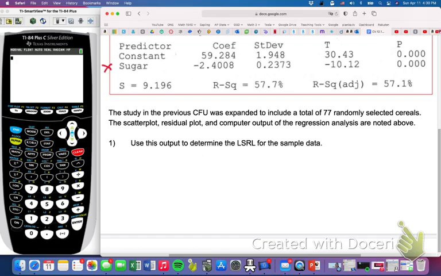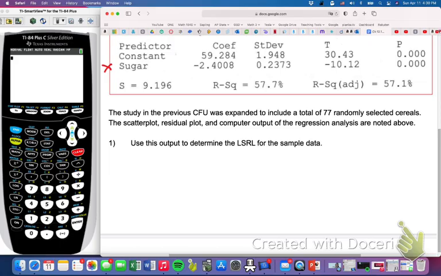Now, we need to first identify what's our x and what's our y, right? X is our explanatory variable. In this case, it's the sugar. So if you look at the sugar row, those values are all associated with the explanatory variable, the sugar. And the row above, right, it's associated with the y variable. In this case, the y variable is the rating.